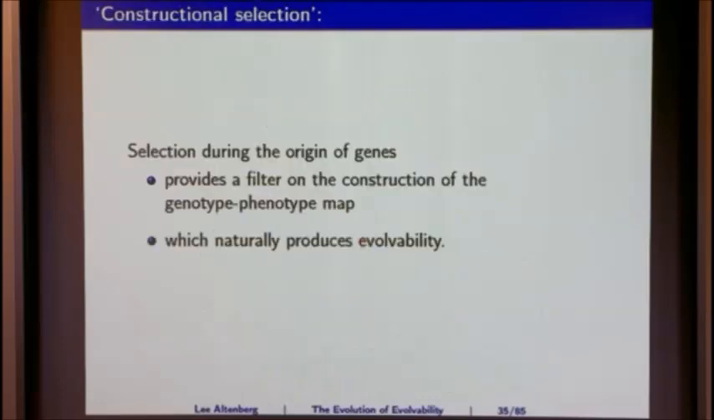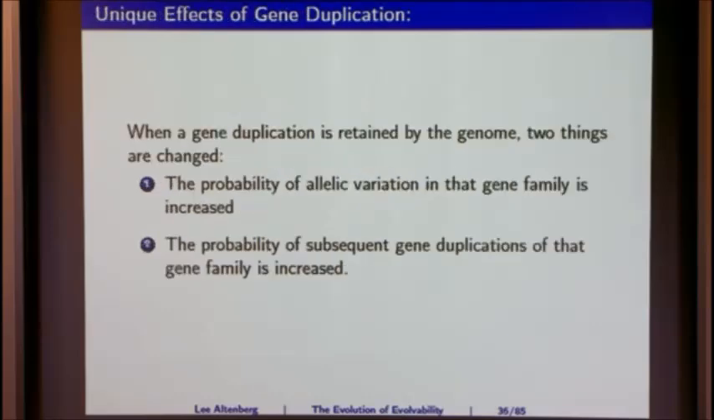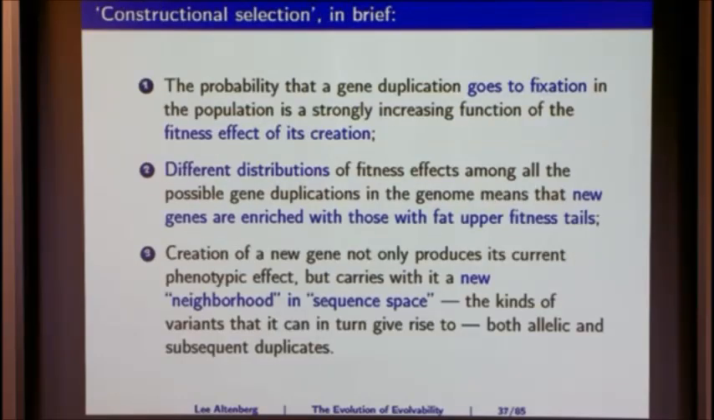So selection during the origin of genes provides a filter on the construction of the genotype-phenotype map, which naturally produces evolvability. So when a gene duplication is retained by the genome, 2 things are changed. First is the probability of allelic variation in that gene family is increased just because there's more of that gene family. And second, the probability of subsequent gene duplication of that gene family is also increased. So the probability that a gene duplication goes to fixation in the population is a strongly increasing function of the fitness effect of its creation.